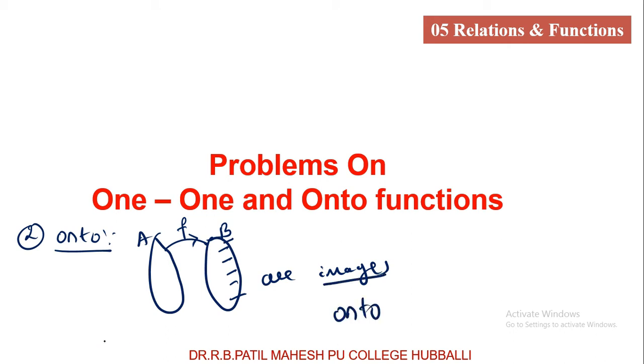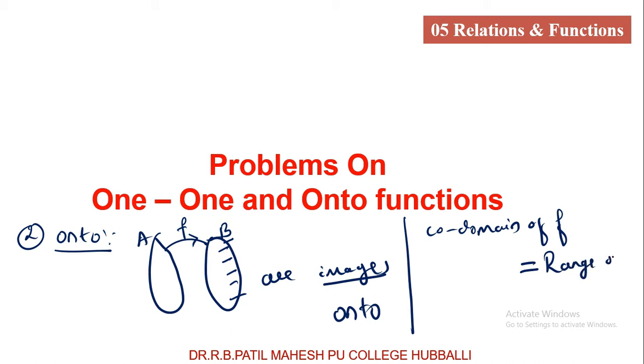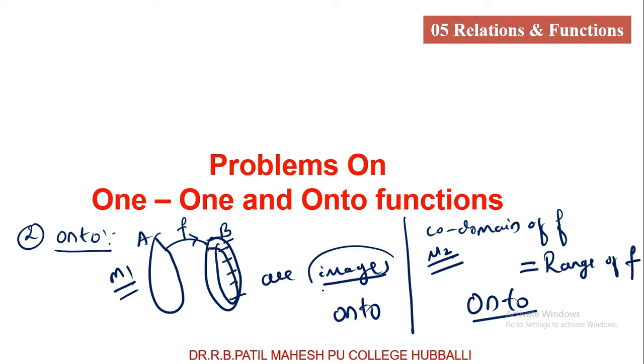The other one: the codomain of the function f should be equal to the range of the function f. Then also the function is onto function. Dear students, this is method 1 and this is method 2. What does method 1 say? All elements in the set B, not only a few elements, each and every element in the set B are images. Then the function is onto.